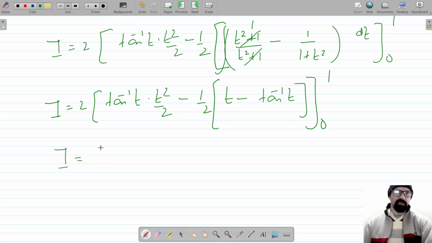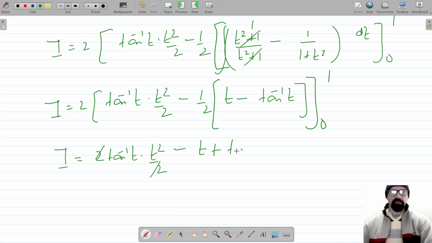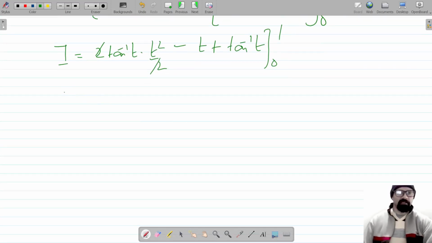So let's open up the brackets. So this becomes 2 tan inverse t into t square by 2. And 2 and 2 get cancelled. This becomes 2 into half. This 2 and 2 get cancelled. So this is t plus tan inverse t. Now let's use the limits. So finally हमारे पास आ गया I is equal to tan inverse t into t square minus t plus tan inverse t, 0 to 1.